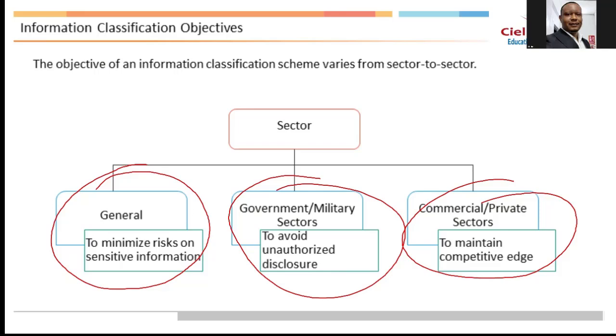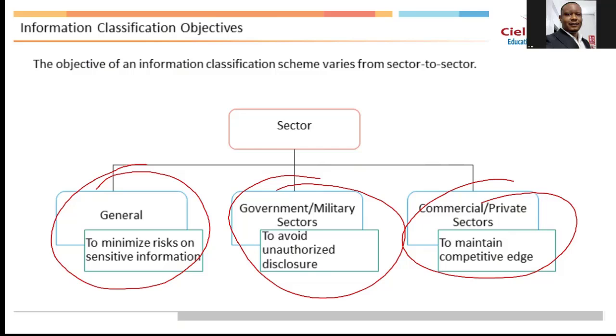Let's say, for example, a tech company has developed a unique algorithm or a unique software for a particular product. If a competitor gets access to such information, the tech company is at risk of losing its market competition. So you can see why there's a need for what we refer to as information classification.